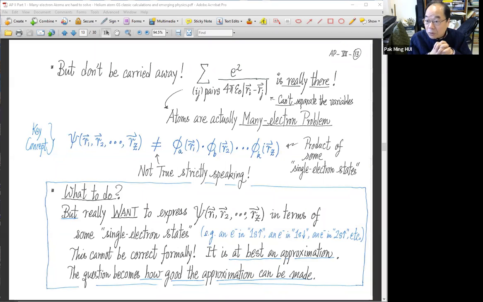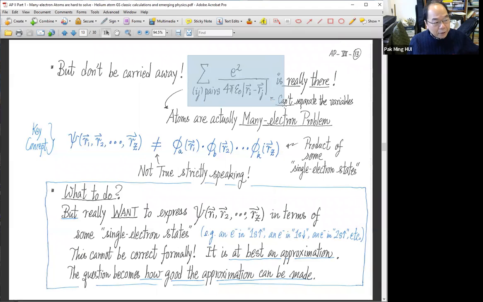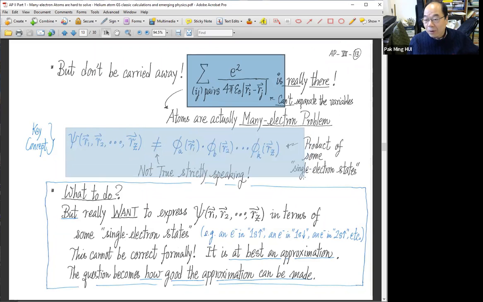Indeed, we are going to do some approximation. So far so good. We will try everything we can, but approximately. All right, so do you get the point? If this term is here, then this cannot be written as a product of single electron states.